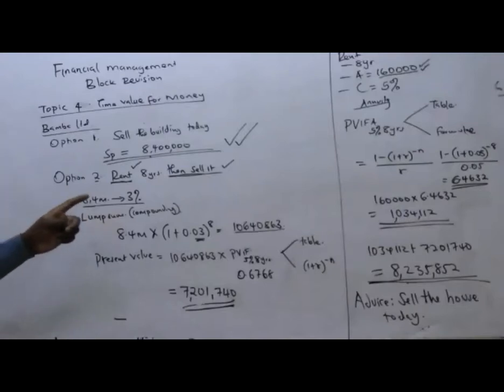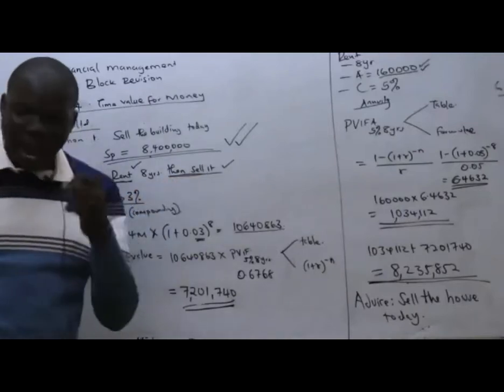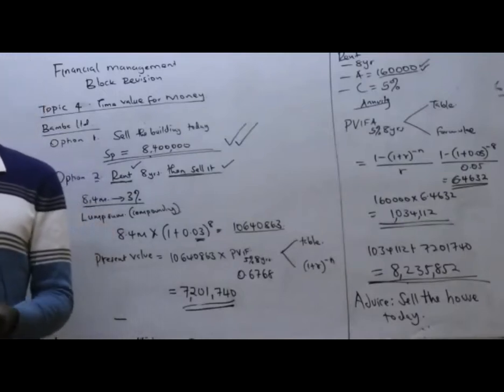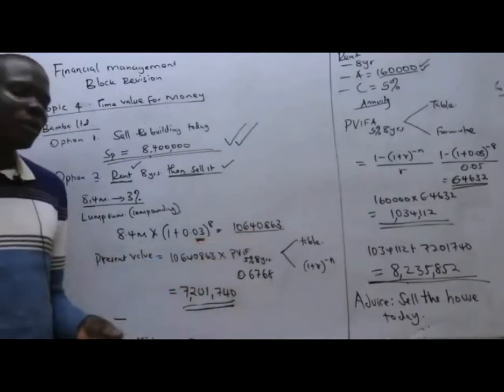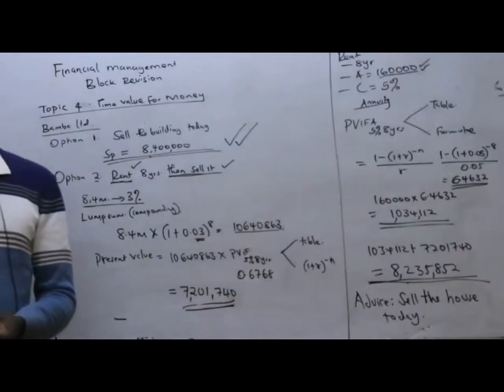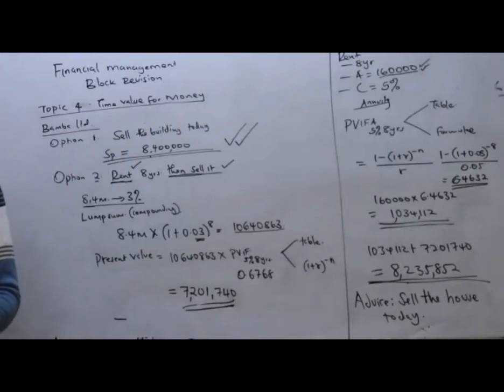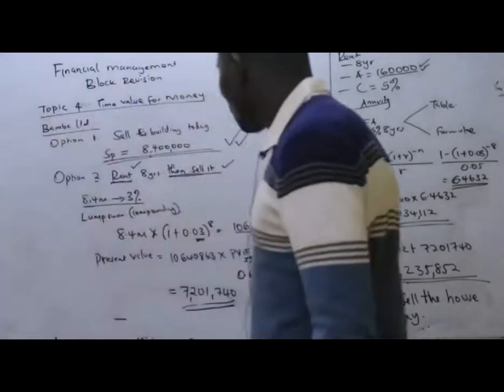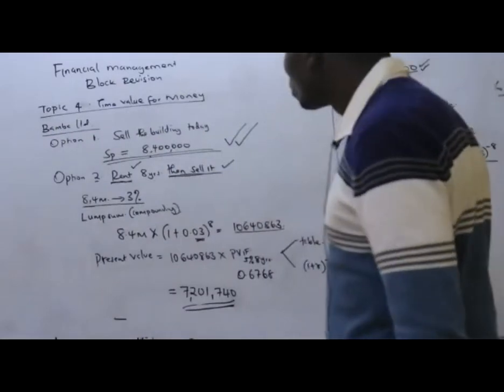If you've been given regular cash flows, we shall always use an annuity. When you've been given a fixed amount, we shall always do what? We shall always use a lump sum.